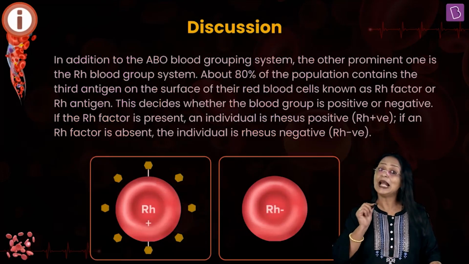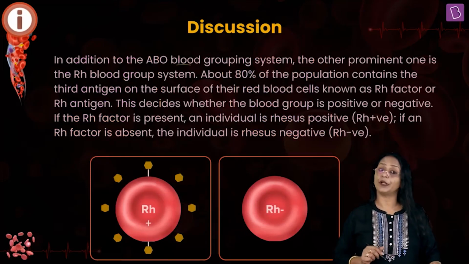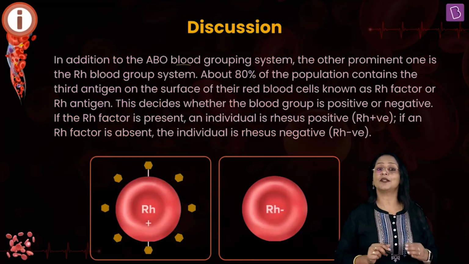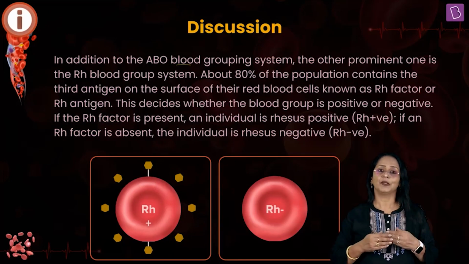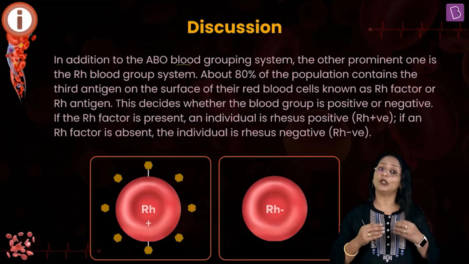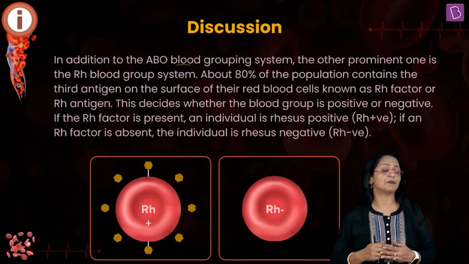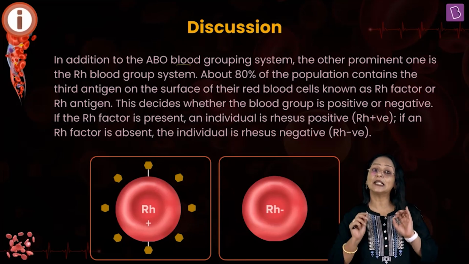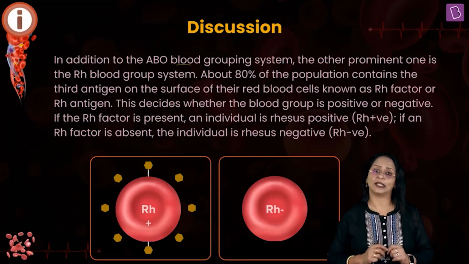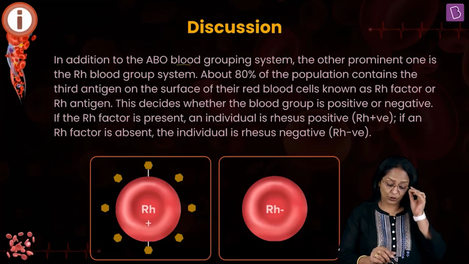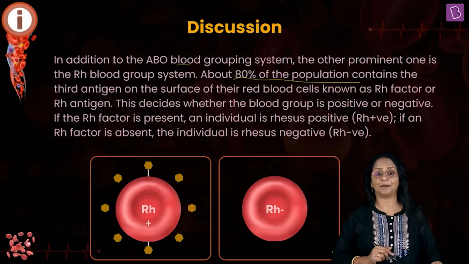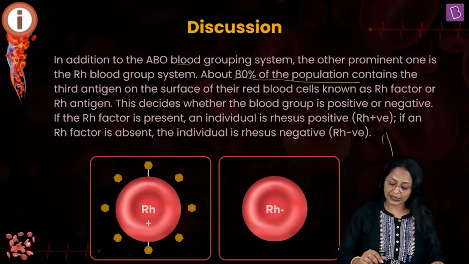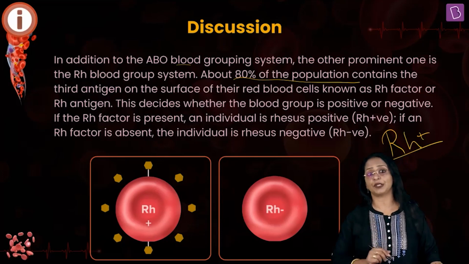Now, in addition to the ABO blood grouping, there is another very important antigen that was discovered, and we found that it was similar to the antigen found in the rhesus monkey. So we call it the rhesus antigen or Rh antigen. 80% of the human population contain this antigen on the surface of the RBC. If a person has this antigen, we call that person Rh positive.